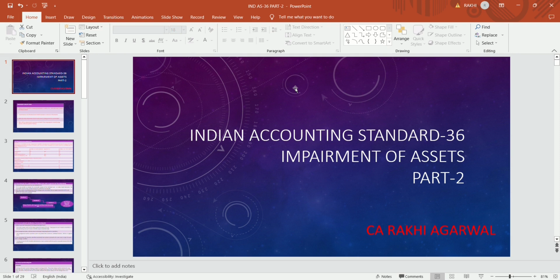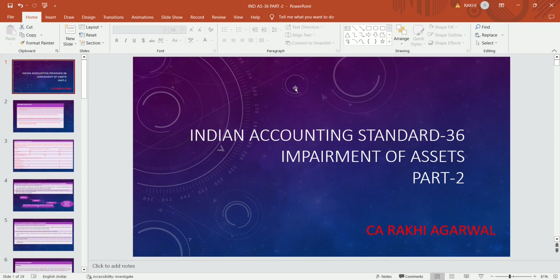Then we had discussed value in use in foreign currency, and how we will determine it. We will discuss the external and internal indicators of impairment. Then we will discuss the three assets on which, without any indication, we will do the impairment testing every year.